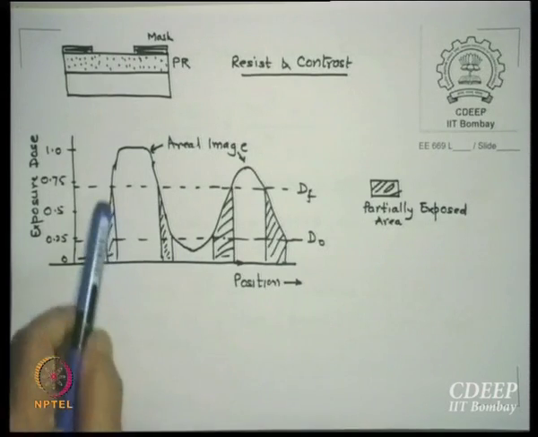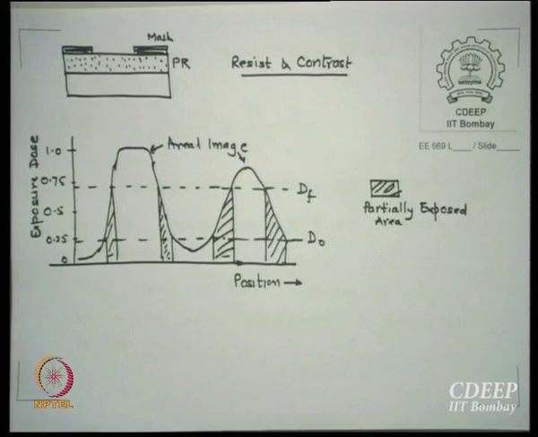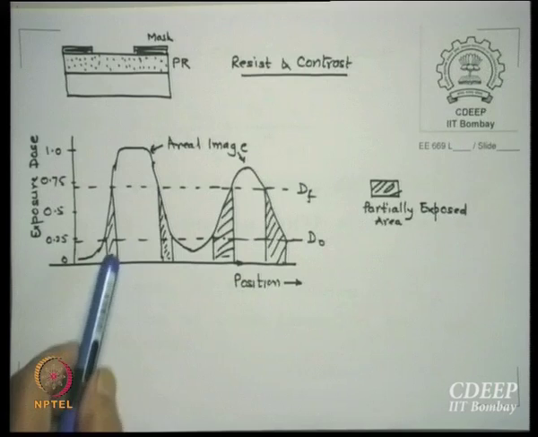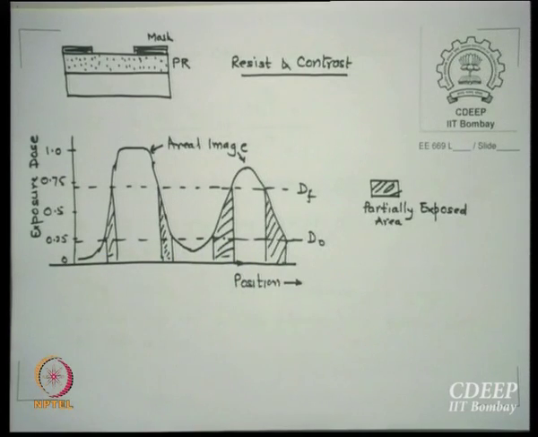Ideally it should be 0. I want sharp edges, and that may not happen. I may have some gray areas as shown here, and this happens in reality. Why? Because on the wafer, the thickness of resist is not uniform throughout the wafer. So there is a possibility that you may actually get gamma differently at different positions, because the shaded areas may be different at different points.